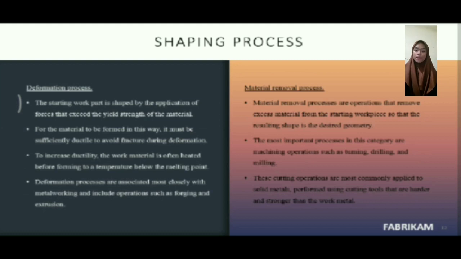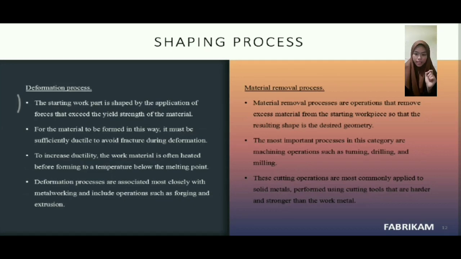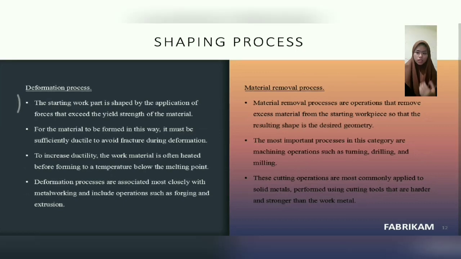So, what is the deformation process? In the deformation process, the starting work part is shaped by the application of force that exceeds the yield strength of the material. For the material to be formed in this way, it must be sufficiently ductile to avoid fracture during the deformation. To increase ductility, the work material is often heated before forming to a temperature below the melting point. Deformation processes are associated most closely with metalworking and include operations such as forging and extrusion.